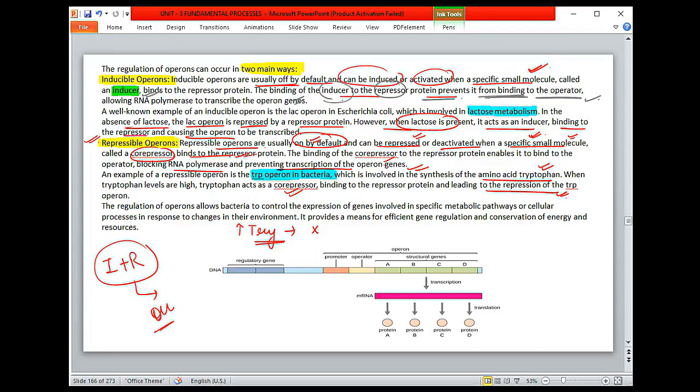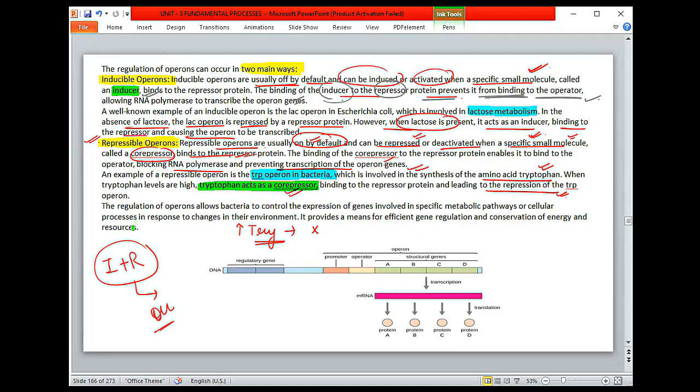When the tryptophan is not present, it won't be able to go and bind to the repressor, and then the operon would be in the on scenario. So there's an additional thing you have to keep in mind: the tryptophan itself, the product, is working as a co-repressor.